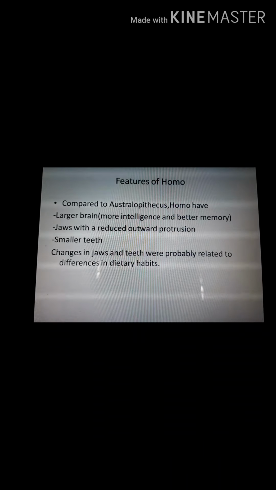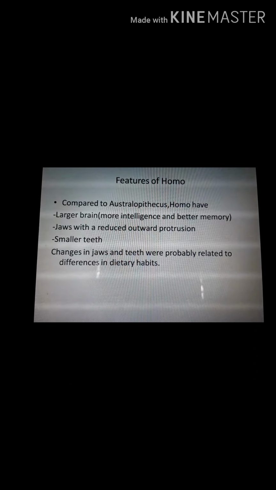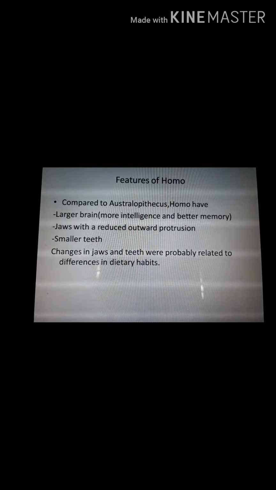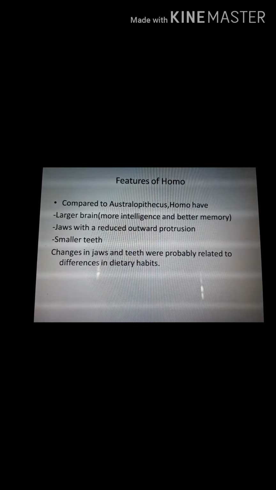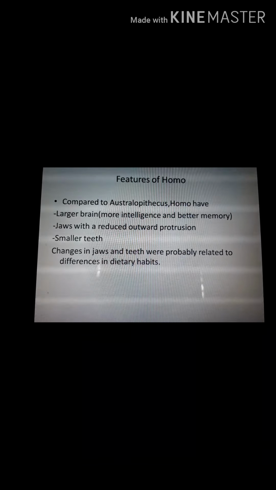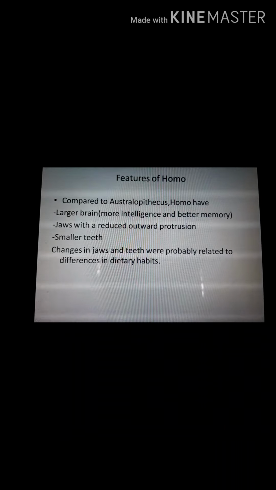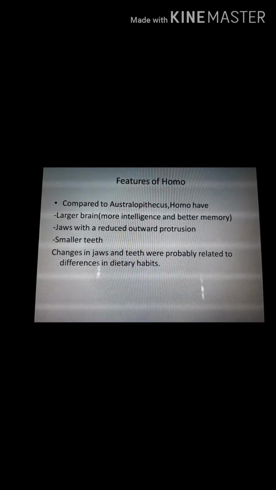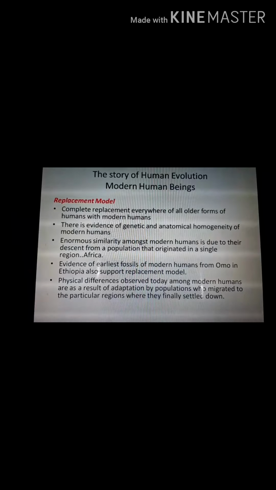Some of the features of Homo are as follows. Compared to Australopithecus, Homo have larger brain size, which is associated with more intelligence and better memory, jaws with a reduced outward protrusion, and smaller teeth. Changes in jaws and teeth were probably related to differences in their dietary habits. We see two models to explain the evolution of human beings. One is the replacement model, another is the regional continuity model.